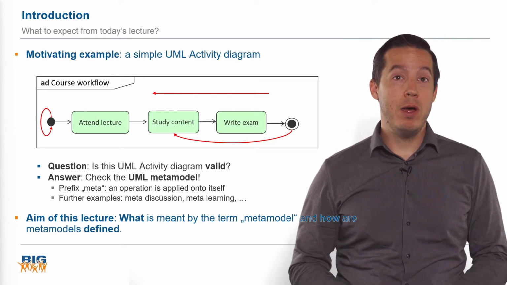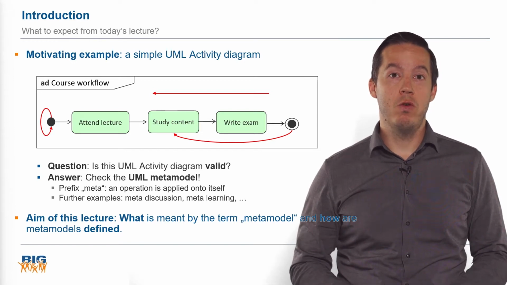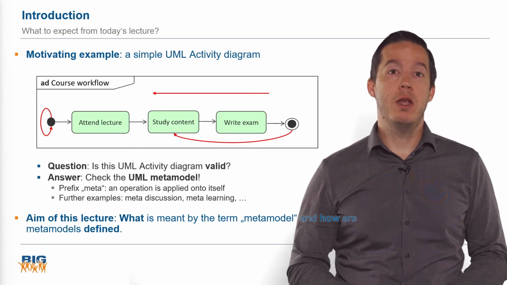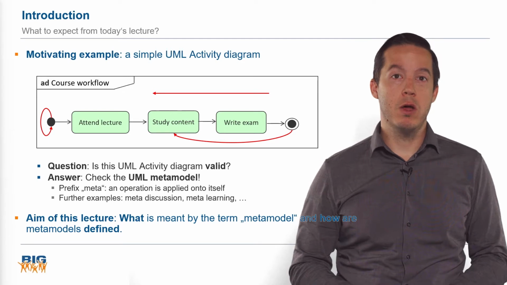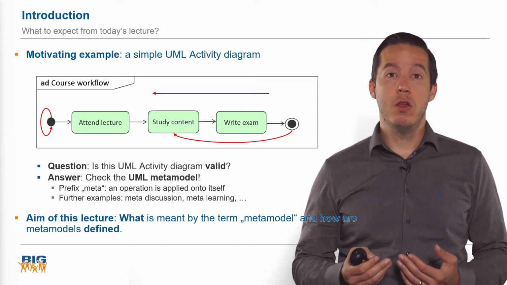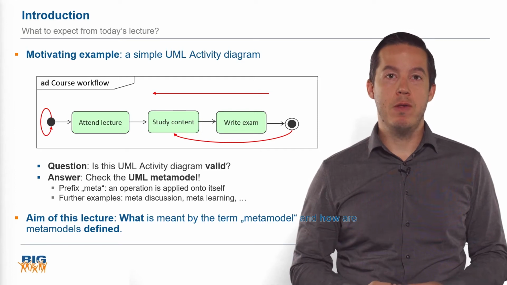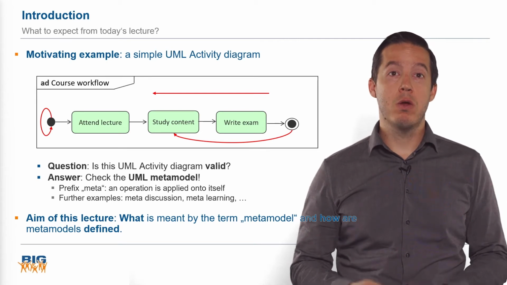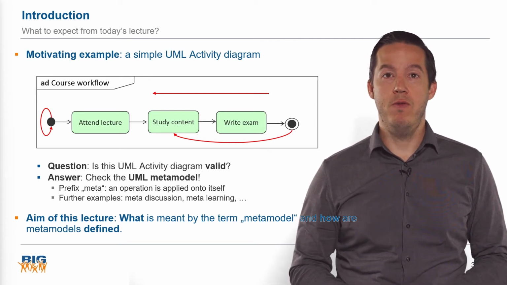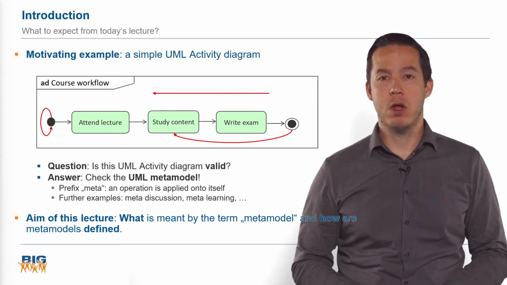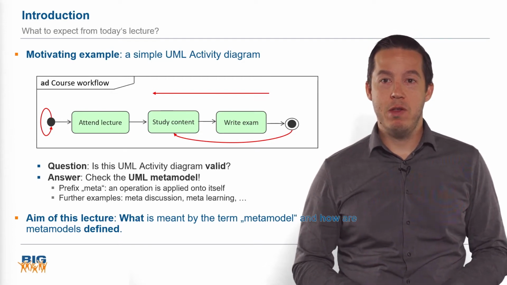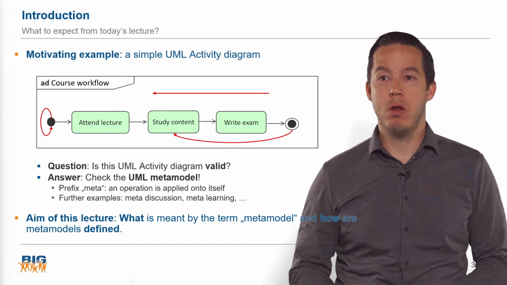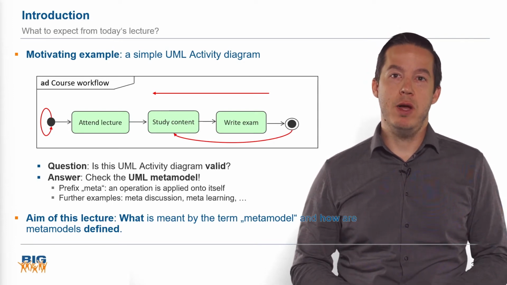Likewise, again, the analogy to software programming: if you only look at the source code, you might never know whether it's valid or syntactically correct or not. You always need to know what the used programming language is. For example, if you know this is a Java program and you know the syntax rules of Java, you could, by looking at the source code file, verify whether it is syntactically correct or not. So the aim of this lecture is to get a clear understanding of what is meant by the notion of a metamodel and how metamodels are defined and created.